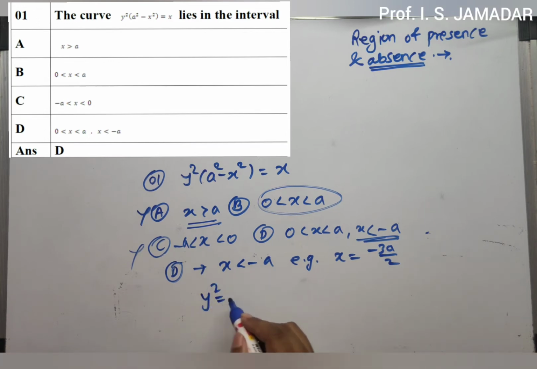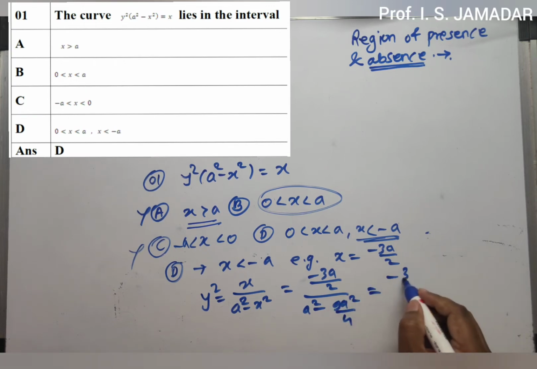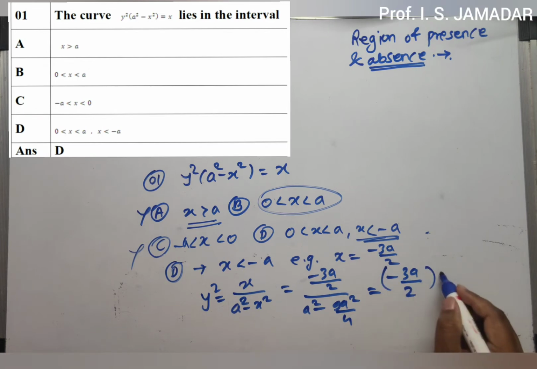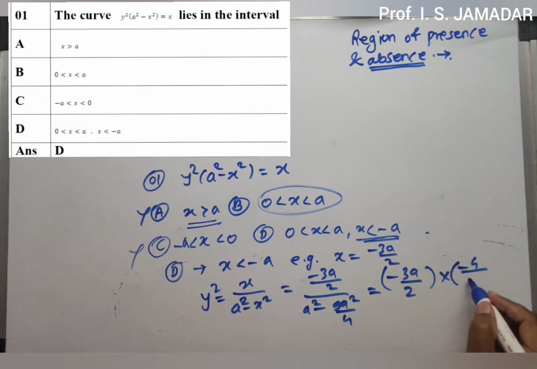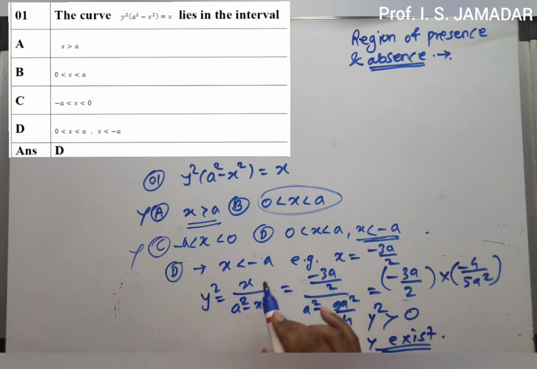So for this, y square will be equal to x upon a square minus x square, that is minus 3a upon 2 divided by a square minus 9a square upon 4, that is minus 3a upon 2 into minus 5a square upon 4, which will get inverted, meaning it is minus 4 upon 5a square. And you can see that if we evaluate this, minus 1 will become plus, and after simplifying, the final value will be positive, meaning y square is positive, meaning y exists. So the more correct answer is option D.